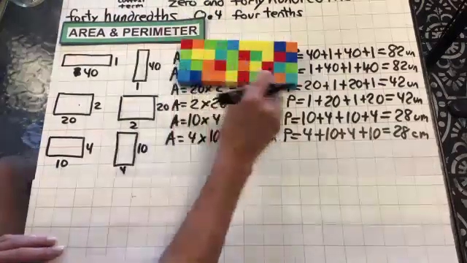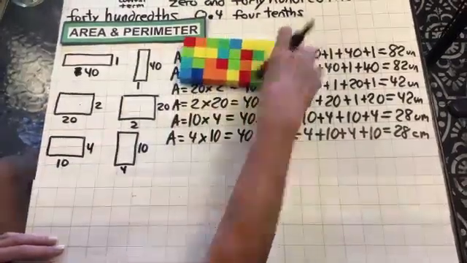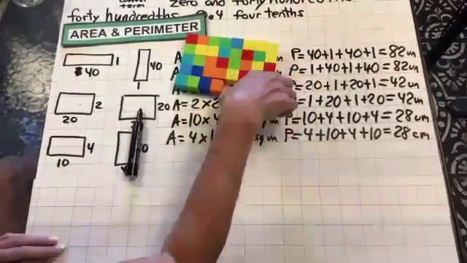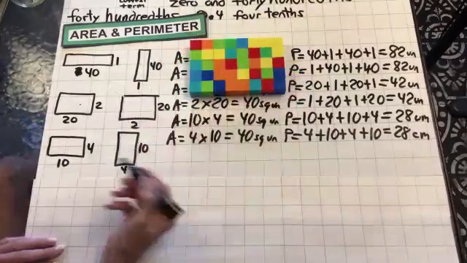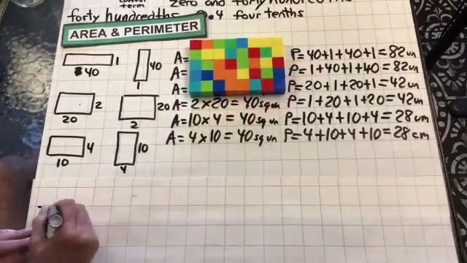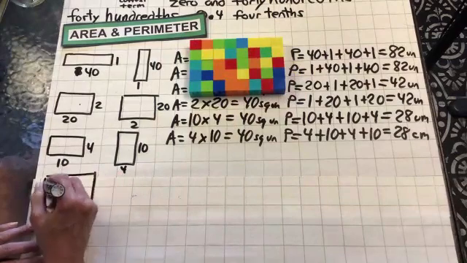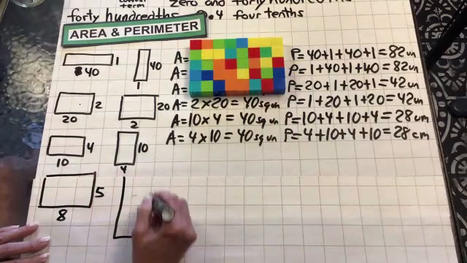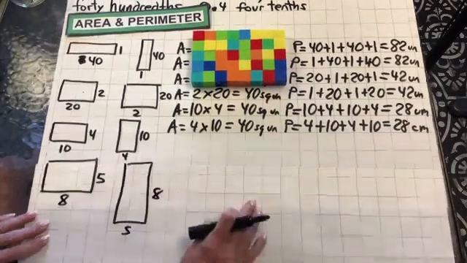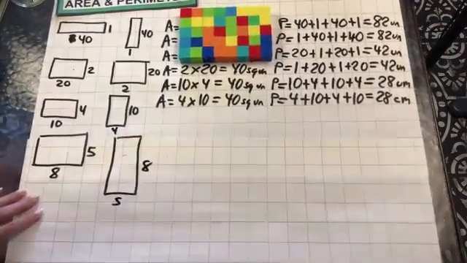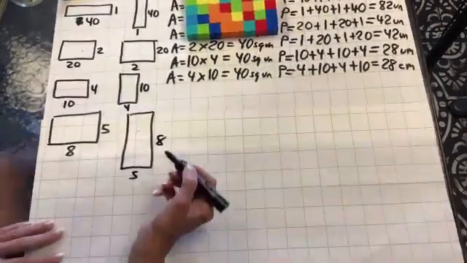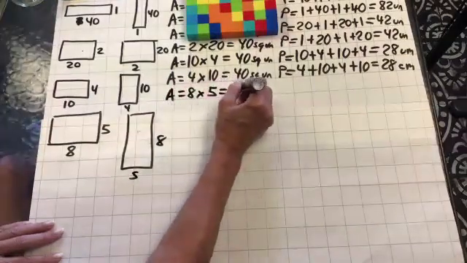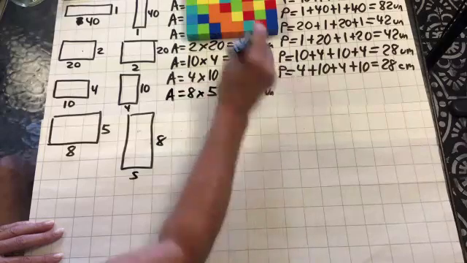And let's go on to 5. This would be a 5 by 8. So let's draw our 8 by 5 first, and then draw our 5 by 8. Move that up so you can see it. A lot going on today. So our area equals 8 times 5, which equals 40 square units.